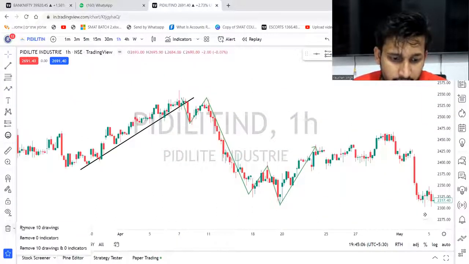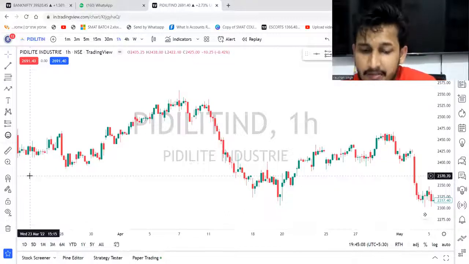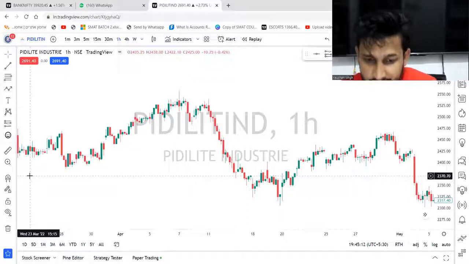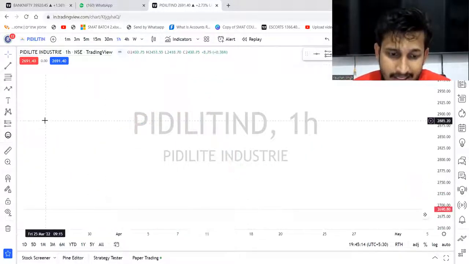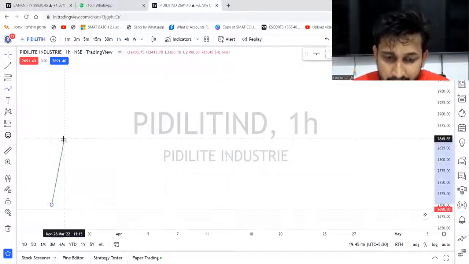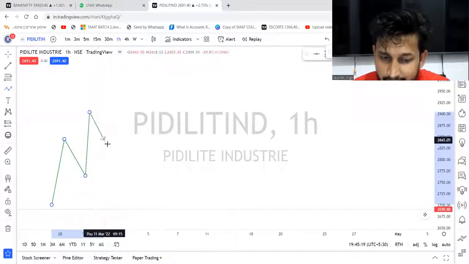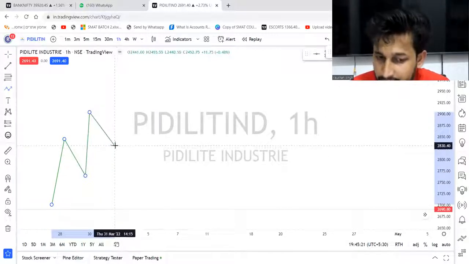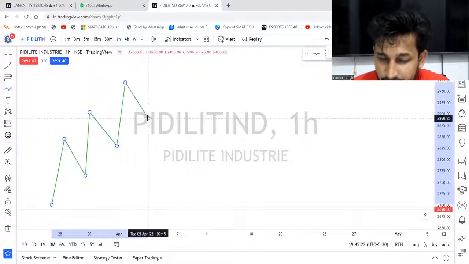So we draw trend lines in a trending market to identify the slanting support or resistance. When I say slanting support or resistance, it means the market is going up, coming down, going up, and we want to know till what level it should come downside. For that purpose we can use trend lines.